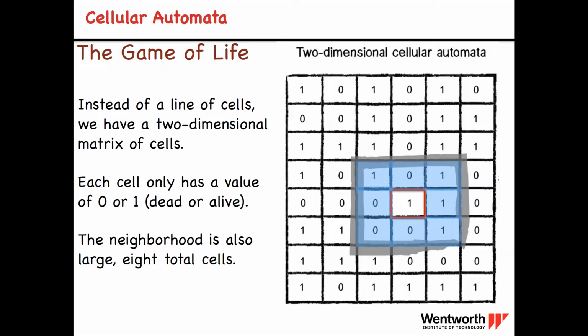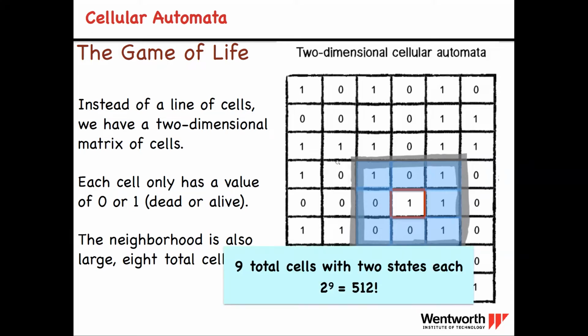In the 1D version, we had 2 states and 3 cells. That gave us 8 total configurations. Well, if we do the same calculation here, we have 9 total cells with 2 states each. That's 512 possible configurations of ones and zeros in that 9-cell region. So what we could do, of course, is the same thing we did for the 1D case. I wrote if and then else if, else if, else if, and I had 8 of those total. We could do that here. We could have 512 if else ifs.